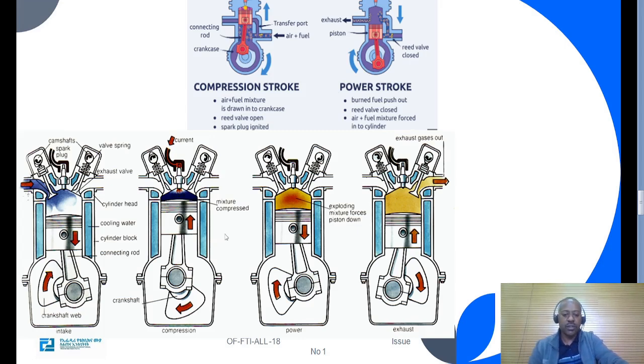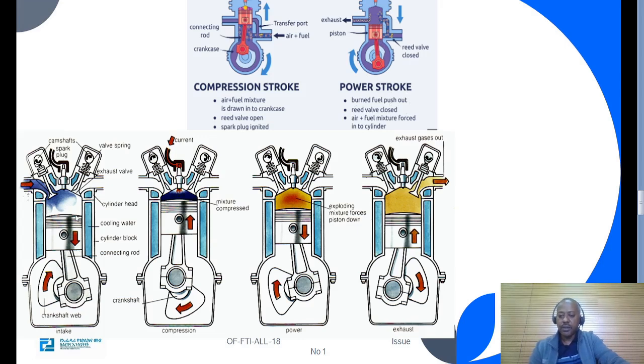But in the case of the four-stroke engine, we have four separate strokes: the intake stroke, the compression stroke, the power stroke, and the exhaust stroke. While in the two-stroke engine, compression and intake strokes work together, at the same time, in the upward movement of the piston. And the power stroke and the exhaust stroke work together in the downward movement of the piston.